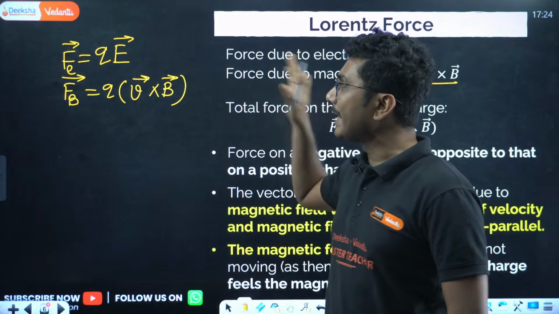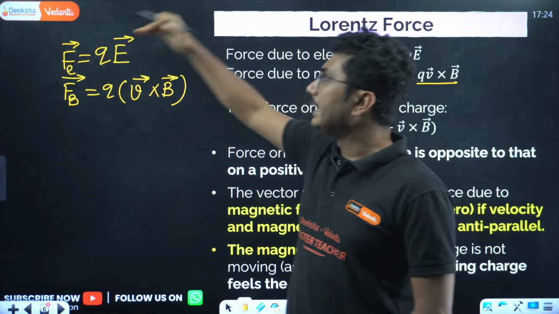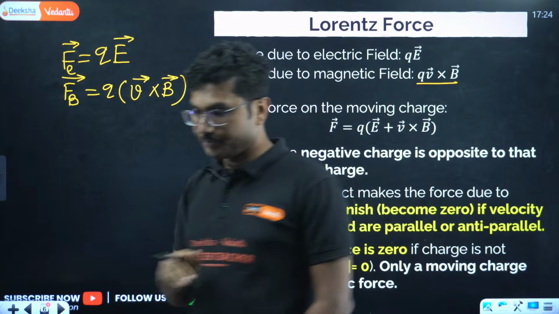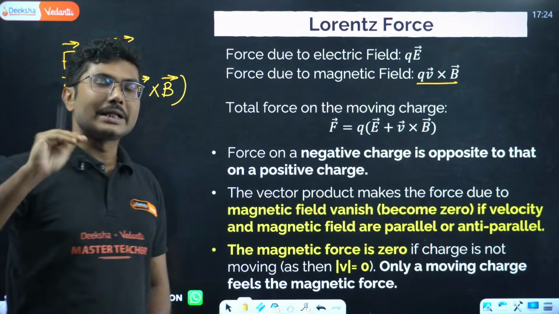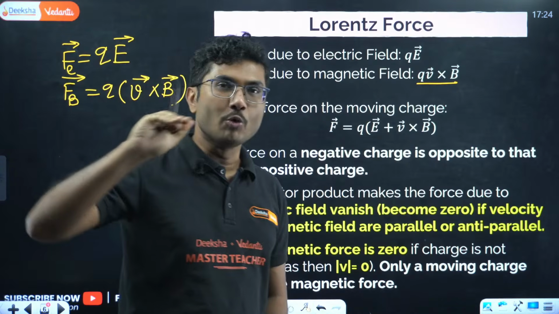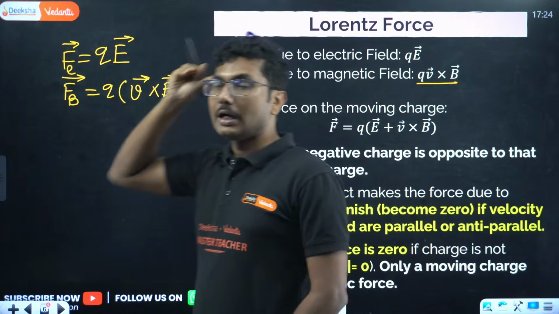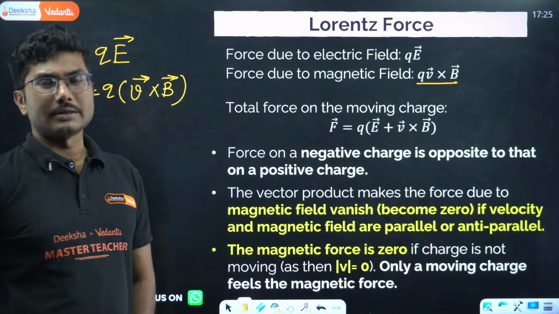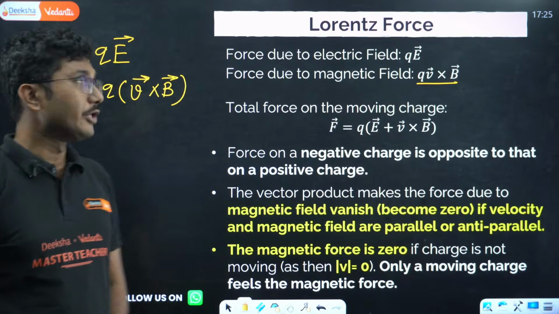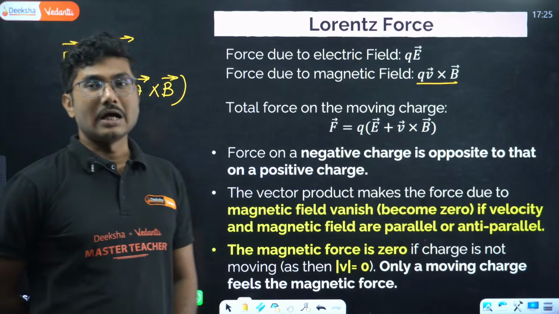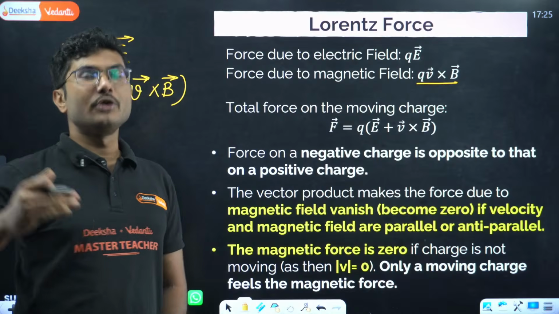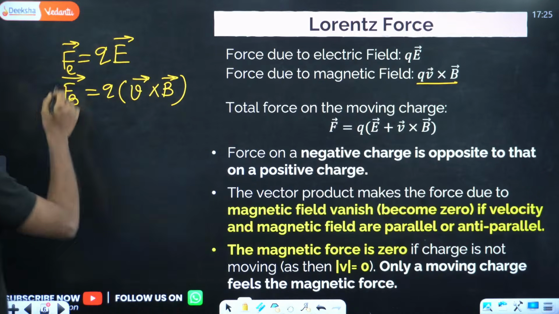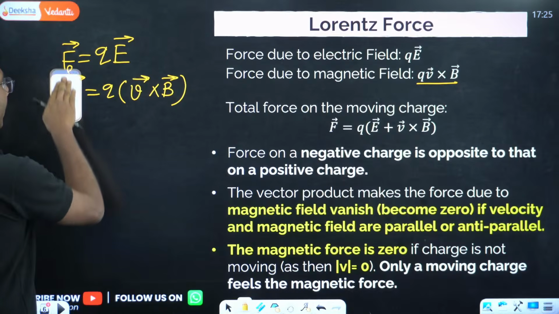That's why when you are writing Lorentz force, make sure electric force and magnetic force both are represented with vectors, right? Both have to be represented with vectors, otherwise it has no meaning. When you are studying electric force or magnetic force, force due to electric field is Q into E, force due to magnetic field is Q into V cross B. Whenever you are doing that, you have to remember that they are vector quantities, so you have to write them in vector notation.